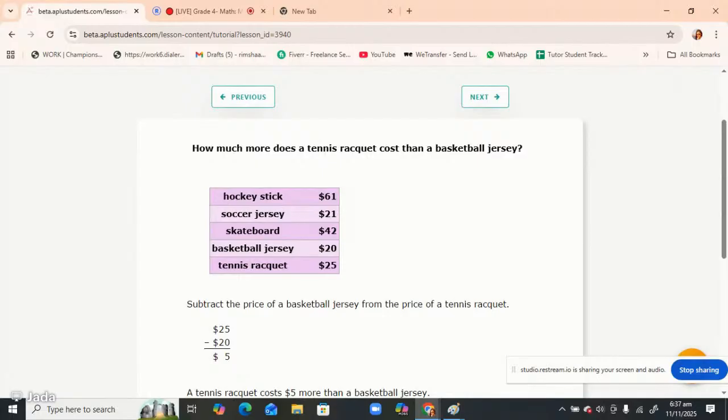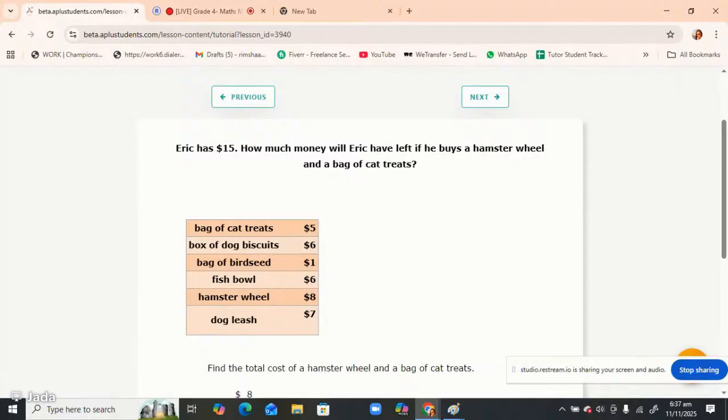How much more does a tennis racket cost than a basketball jersey? First of all, check it out the tennis. That is 25. How much the basketball? That is 20. Both of it you are going to subtract. They are saying that how much more does it cost? Only 5. Okay, $5 is more cost as compared to the other.